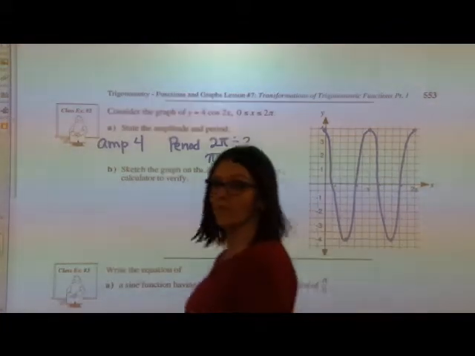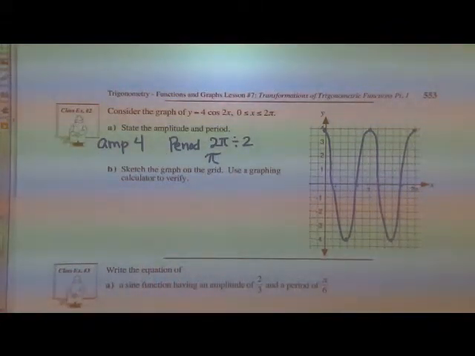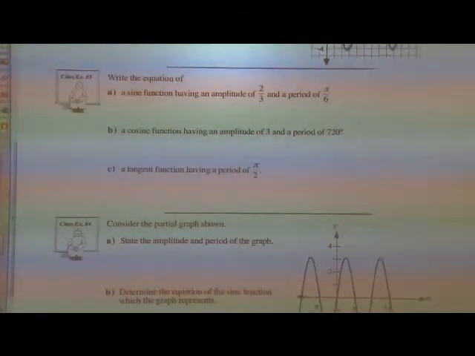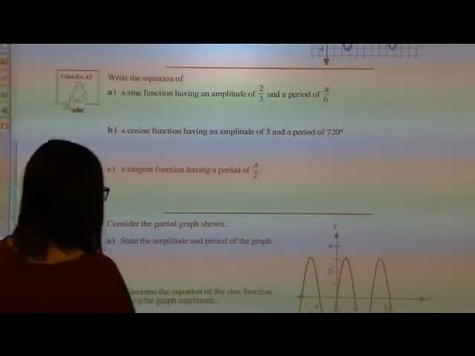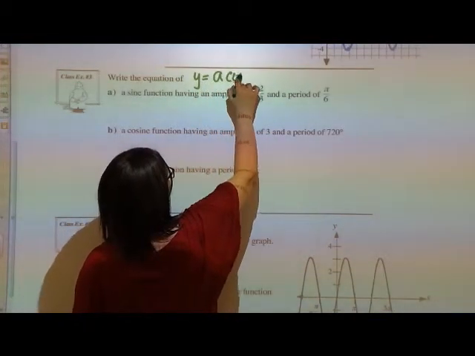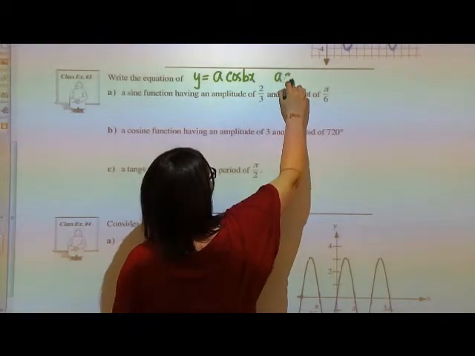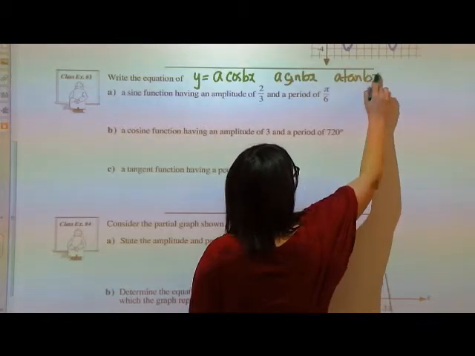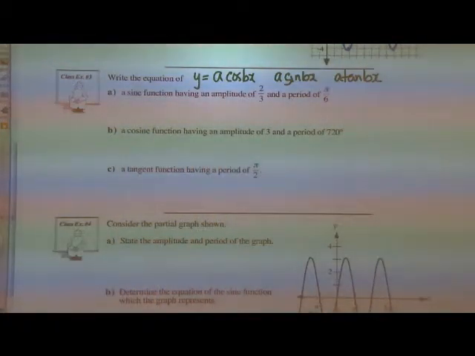And if you want later, you can verify that with your calculator. So in the next question, if given an amplitude and a period, can we write the equation? Remember, our equations are in the form of y equals a cos bx, or a sine bx, or a tan bx. In the first example, I have a sine function that has an amplitude of 2/3 and a period of pi over 6.